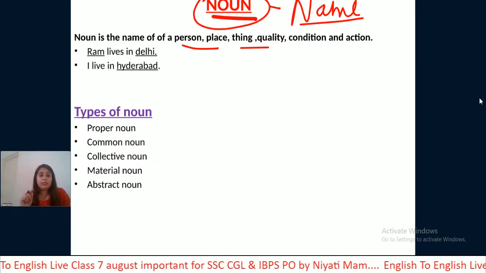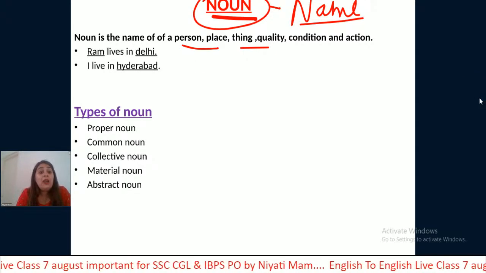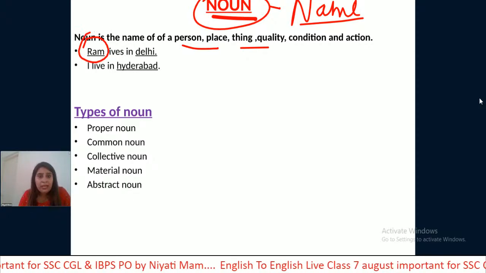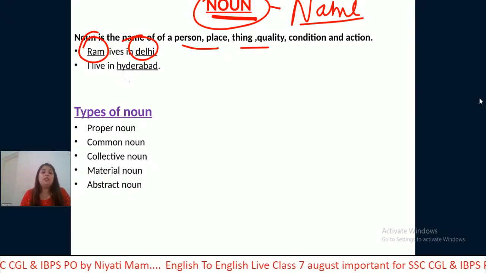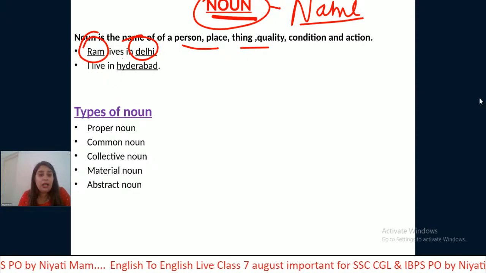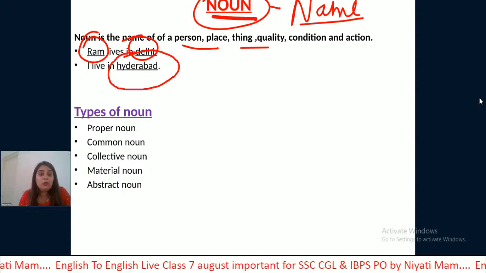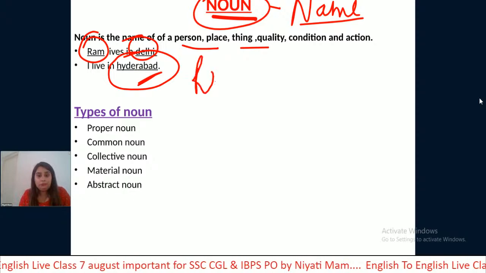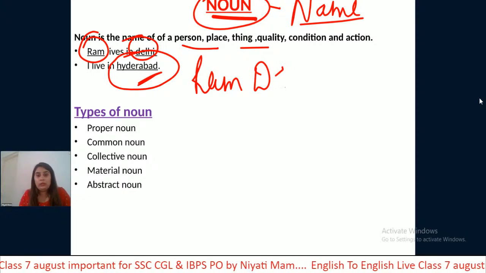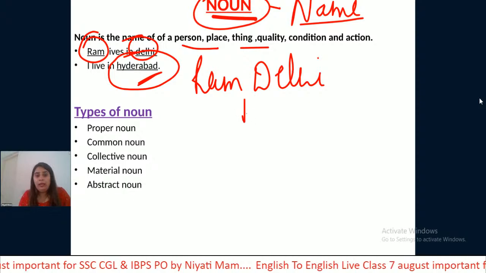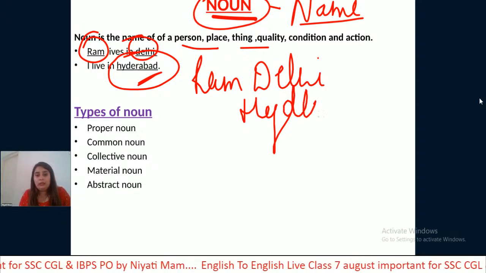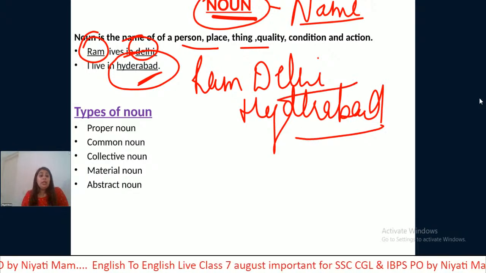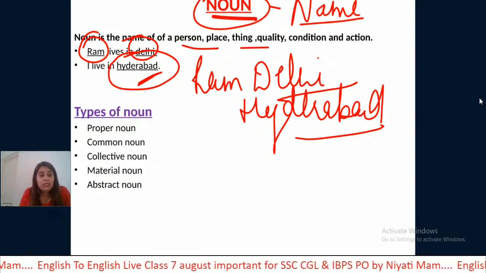For example, there are 2 examples which you can see on your screen. Ram lives in Delhi. So Ram is the name of a boy and Delhi is a place, the capital of India. I live in Hyderabad. Hyderabad is also a place. So Ram, Delhi, and Hyderabad are nouns here, right?